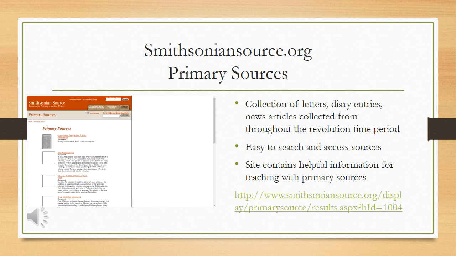This first website is hosted by the Smithsonian Institute, and it is a collection of primary sources including letters, diary entries, and news articles from throughout the Revolutionary time period. This website is very easy to search and to access the sources. It also contains helpful information for teachers for how to teach with primary sources.